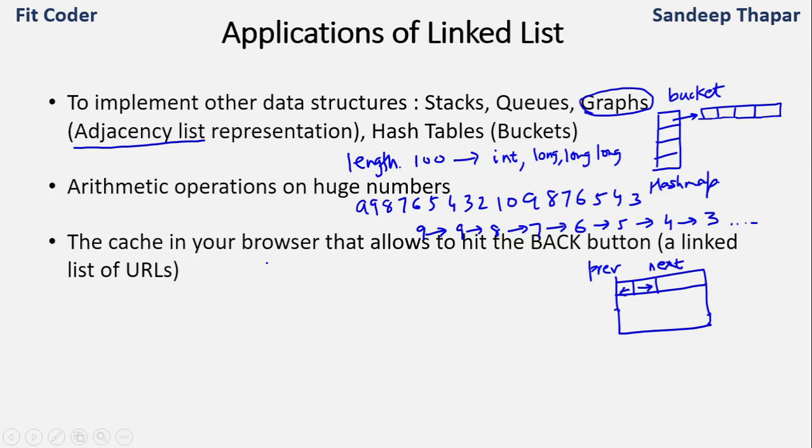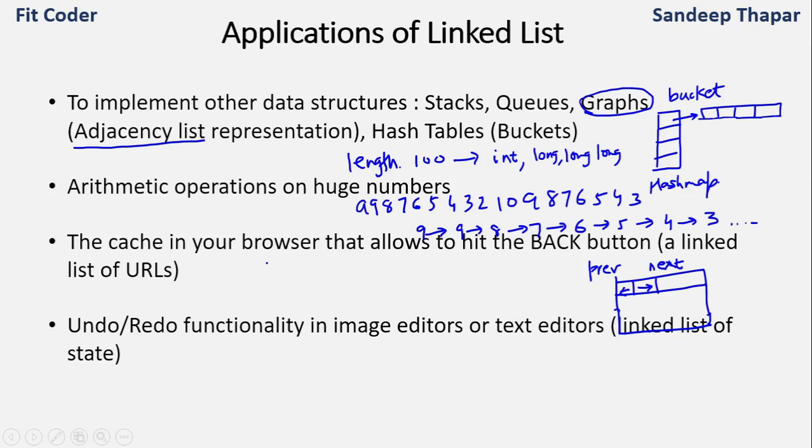Similarly, in image editors or text editors, we have the undo redo functionality. So it can be thought of as linked list of state. When we are undoing an operation, it will change the state of the editor to the previous state, and if we redo it, it will change it to some other state. So all these states can be represented in the form of a linked list, and depending on the user operation, the state can be changed. These are just few of the applications of linked list. It is quite commonly used and it is very frequently asked in interviews. In the next video, we'll see how we can create a linked list, how we can search an element and insert delete nodes in a linked list.